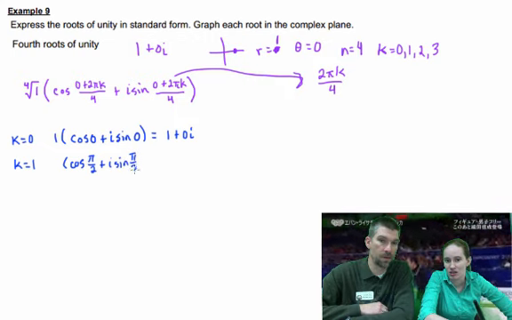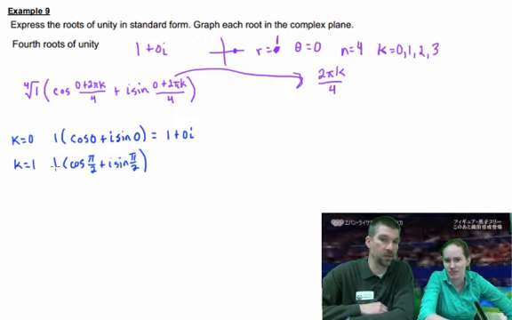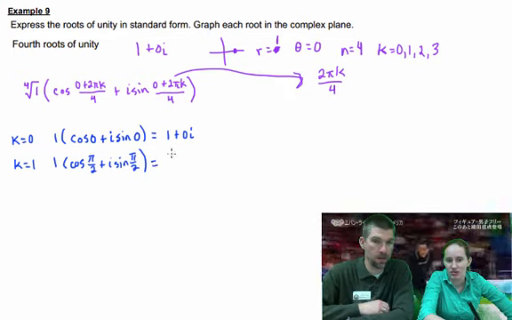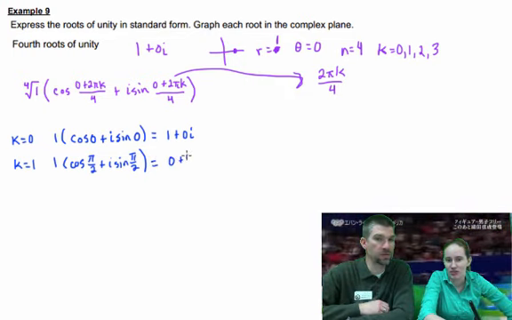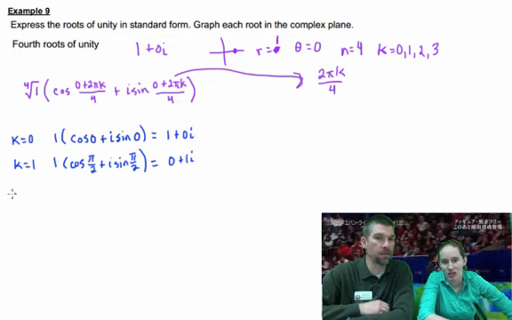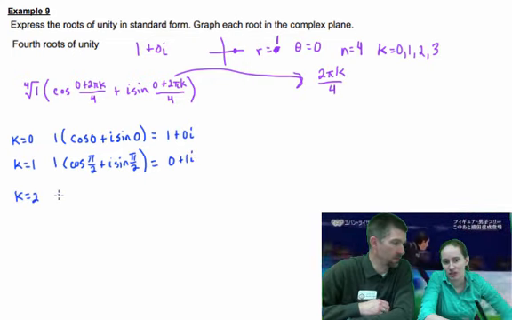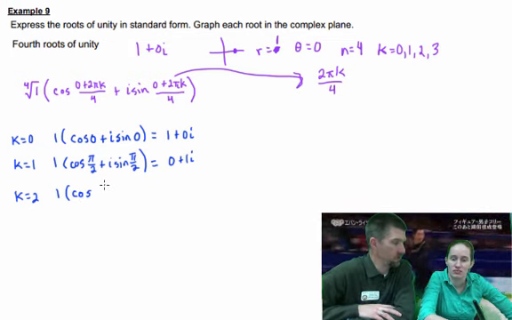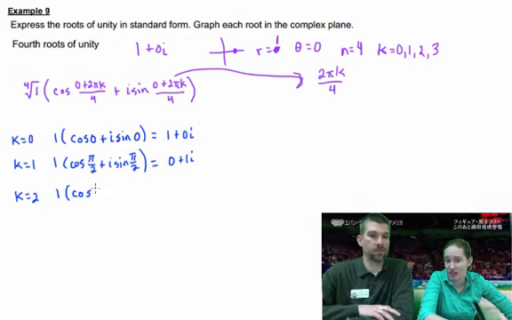Hey, we can figure out what that is. That's going to be 0 and 1. Yep, just go right around the unit circle. So 0 plus 1i. I'm going to take a stab at what's going to be next for k equals 2. I'm just going to take a guess. It's going to be -1 plus 0i in standard form. Yeah.